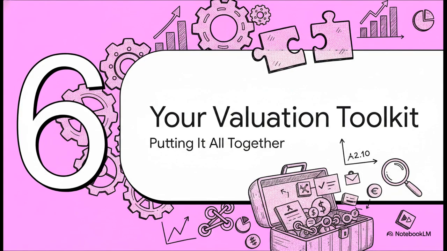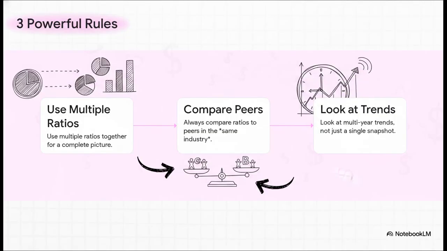So how do we use these tools without falling into those traps? Well, it's all about putting them together and building a smarter valuation toolkit. Here are 3 simple but incredibly powerful rules. One, never rely on just a single ratio. You have to use them together to get a more complete picture. Two, always, and I mean always, compare a company to its direct competitors in the same industry. And three, look at the trend over several years, not just a single snapshot in time. A single year can be a fluke. A trend tells a story.